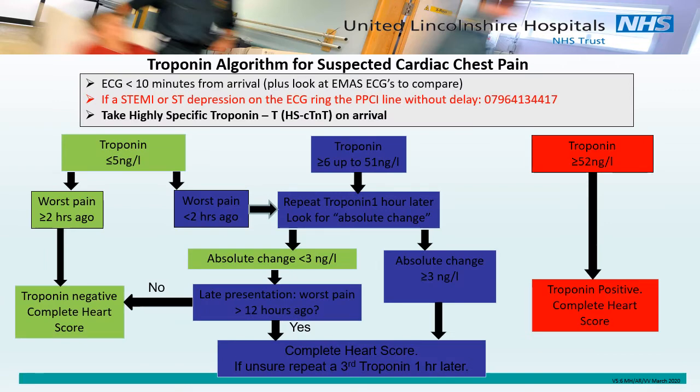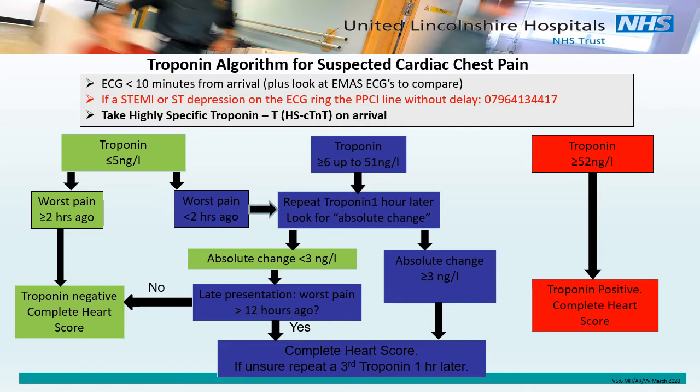So after you did the ECG and there is no ST elevation or ST depression with that chest pain, part of the bloods we are doing is the troponin, the high sensitive troponin T. If the troponin is less than 5, the worst pain was more than 2 hours ago, and the troponin now is negative, we will do the heart score and follow the other flow chart.